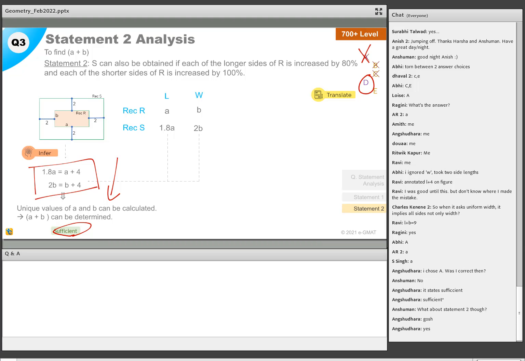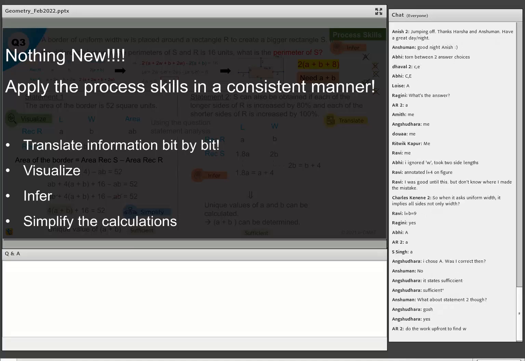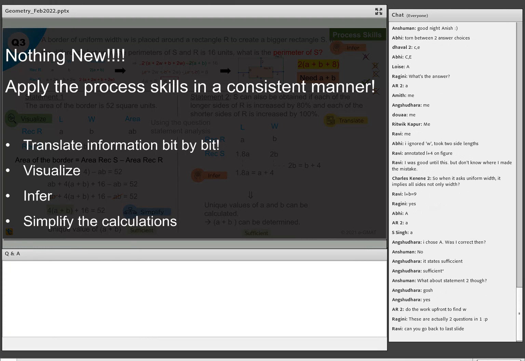Very few of you got the correct answer here. What did you learn? Essentially, both are perfectly sufficient, because all I cared about was A plus B. In both cases, I can get A plus B. So this is a good question. These are actually 2 questions in one.